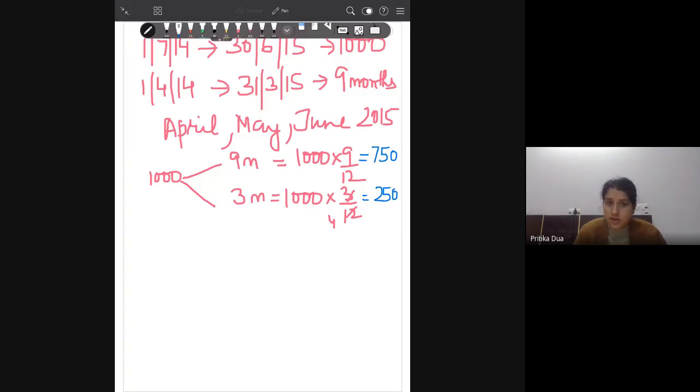I hope this adjustment, this calculation is clear to everyone. Out of 1000, 9 months premium for the current year is 750 and the remaining 250 is for the next financial year. So how do we treat this?